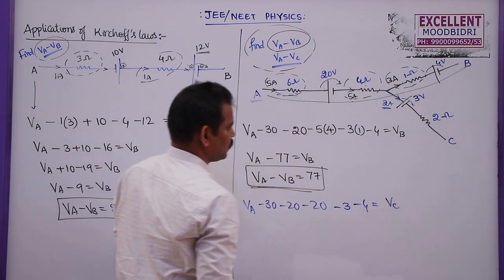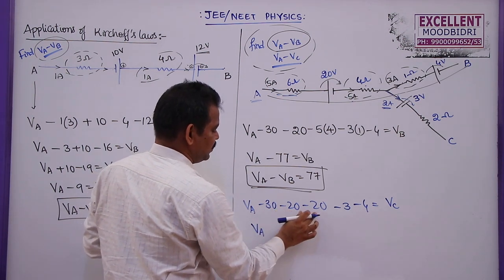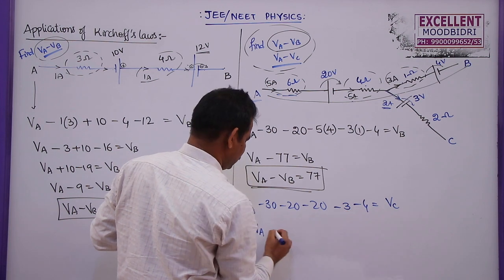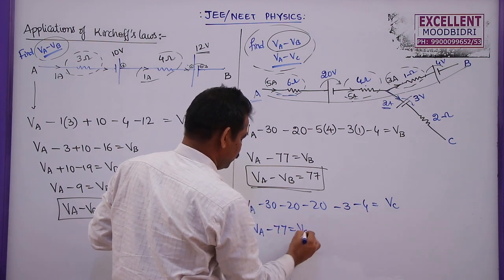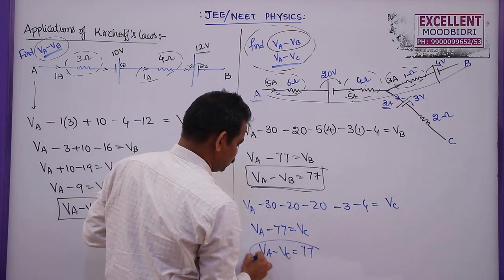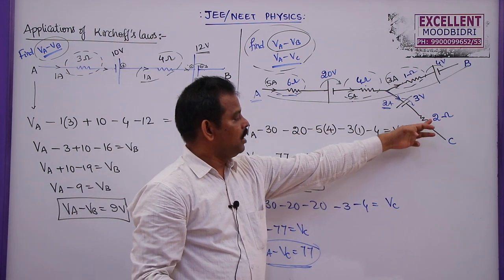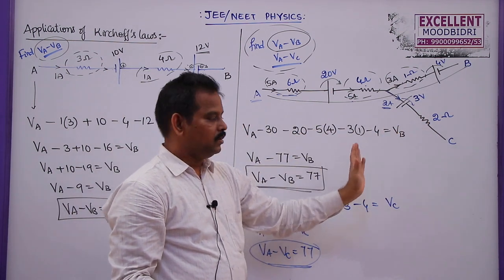So from this we can write VA minus 30, 50, 70, 73, 77, minus 77 is equal to VC. So in this problem also we are getting this potential drop as 77 between A and C also. If the numbers change, the value might be different here.